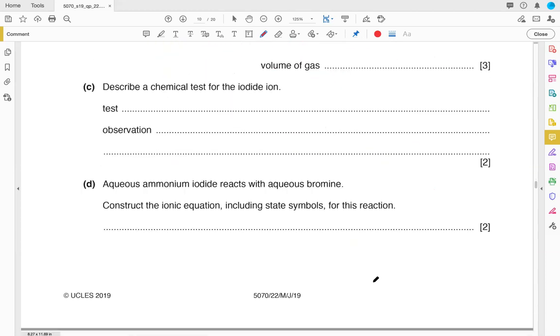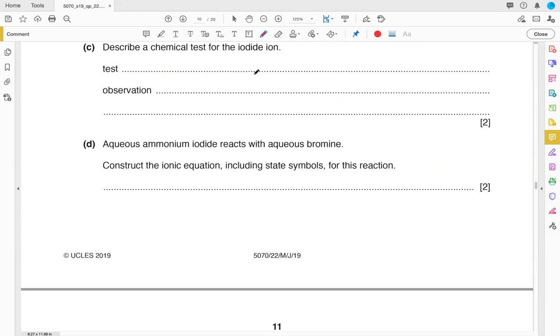Describe a chemical test for iodide. Now the test for any halide is the same. You add silver nitrate. Now here's the thing, what if there's already some carbonate ion present? It's possible that silver will react with carbonate. So that is why we add dilute acid, then silver nitrate. And what acid is the best one for this? Nitric acid. Why? Because you're adding nitrate. So the full answer will be add dilute nitric acid followed by silver nitrate solution.